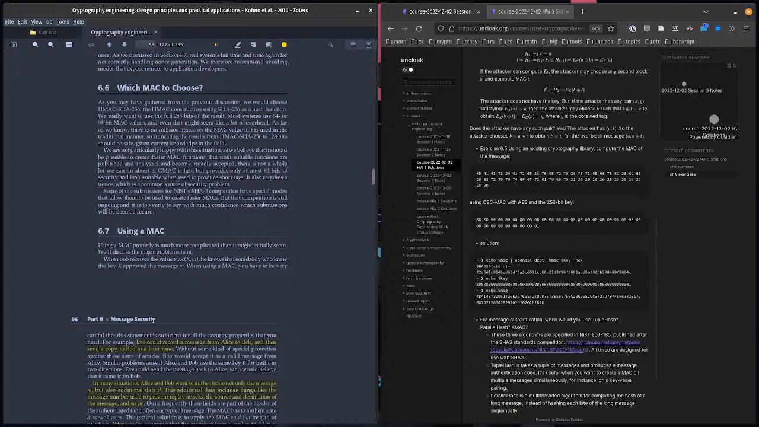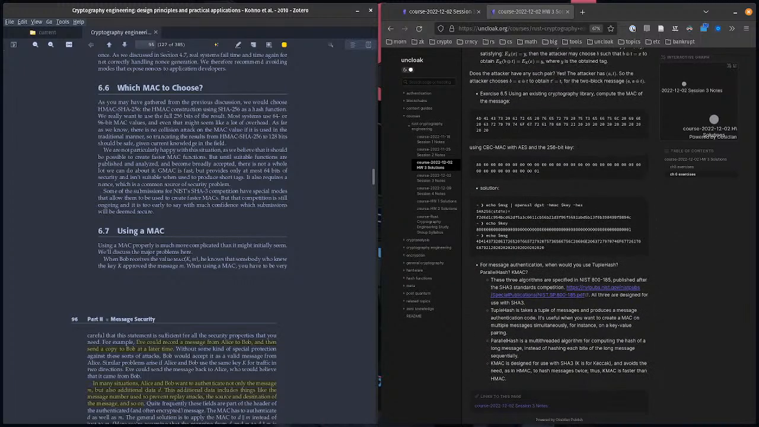And then the final exercise for this week was that for message authentication, when would you use TupleHash and some other alternatives? The reason to reach for these algorithms that are not specifically described in the book is that these constructions rely on the structure of SHA-3, the sponge construction. And you wouldn't actually be able to obtain these constructions using traditional hash functions like SHA-2 with the Merkle-Damgård construction.